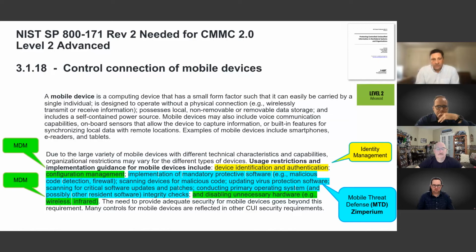Another point to bring out on this reference is it says the need to provide security for mobile devices goes beyond this requirement. So many controls for mobile devices are reflected in other CUI security requirements. So what you have to think about there is anywhere where it's referencing logging, reporting, incident handling, and references to endpoints, those also apply to mobile devices because mobile devices are endpoints. That's right.